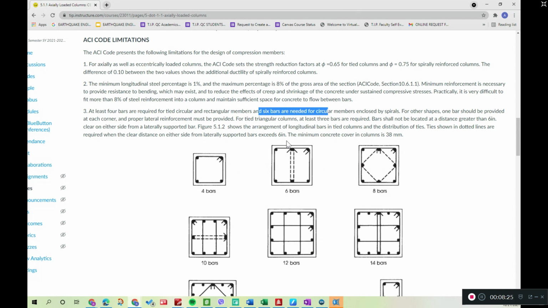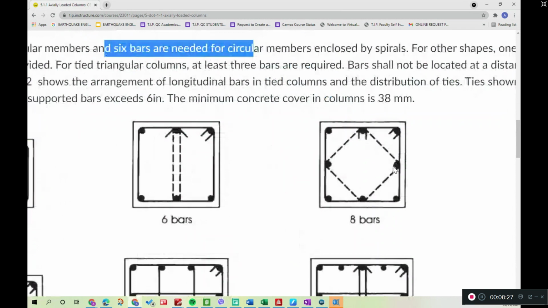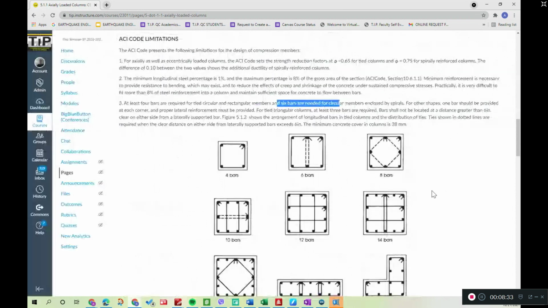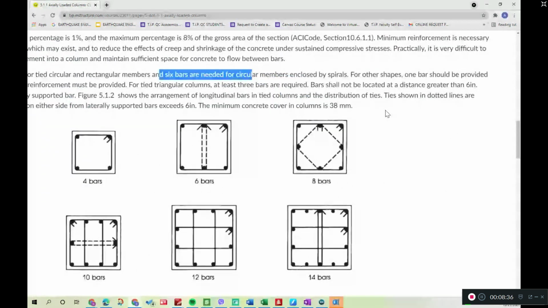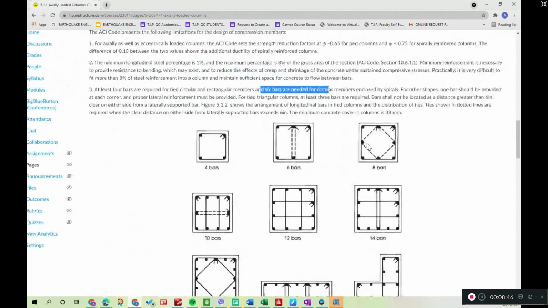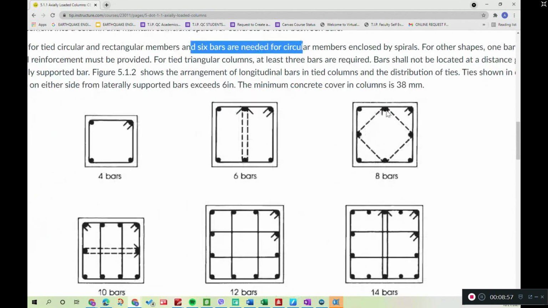So I think we note here, I'll repeat. What does the code say? Bars shall not be located at a distance greater than 6 inches. We're talking about this one. But what if you have this alone? The code still requires us to put ties like this if it's more than 150. Is that clear to all of us?